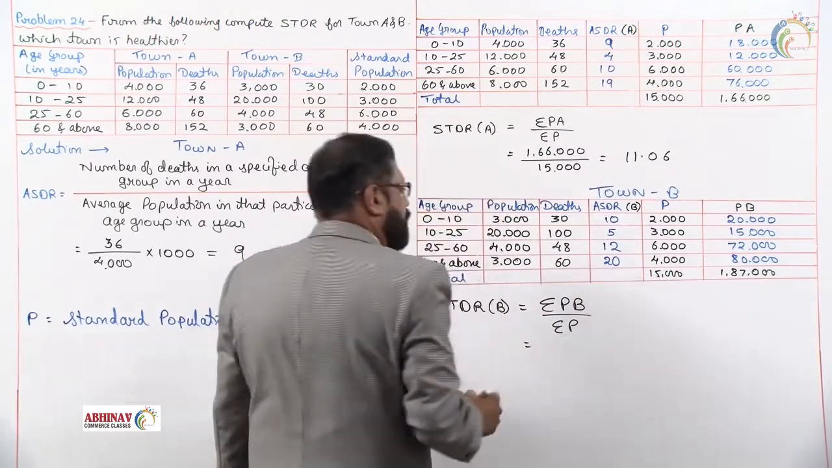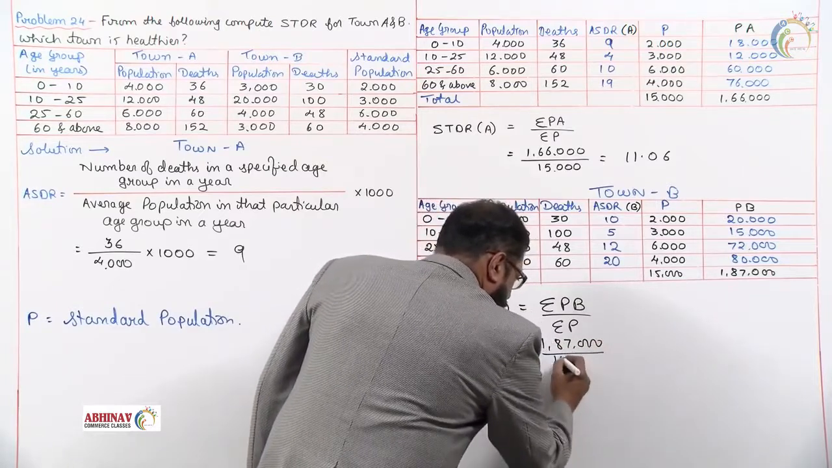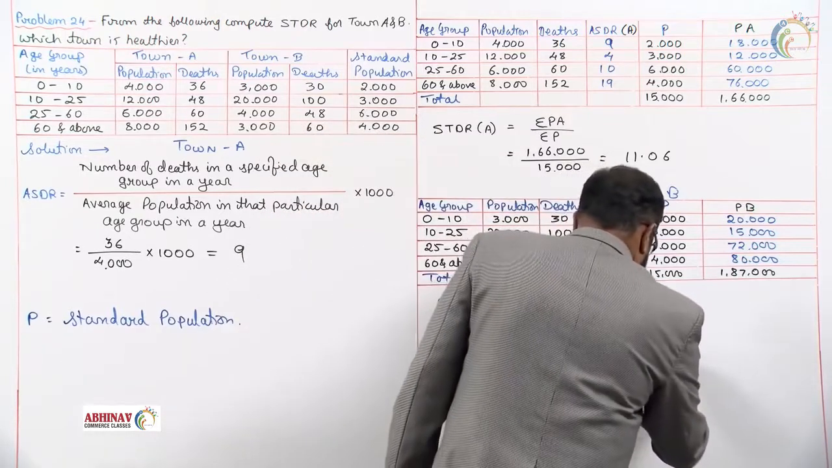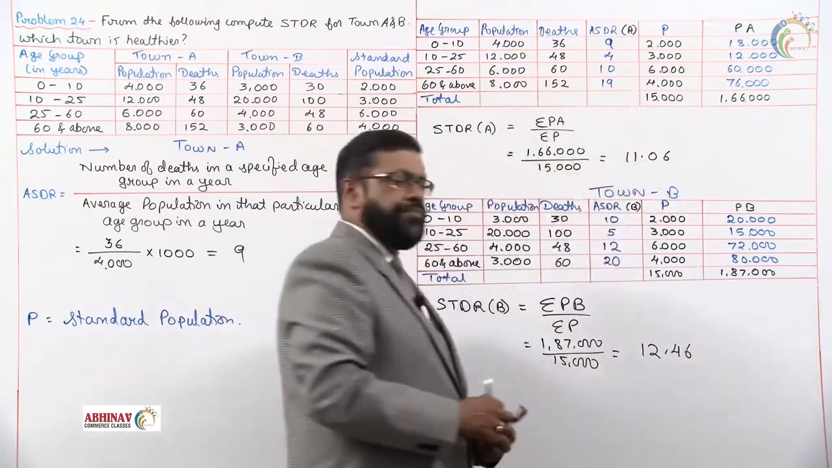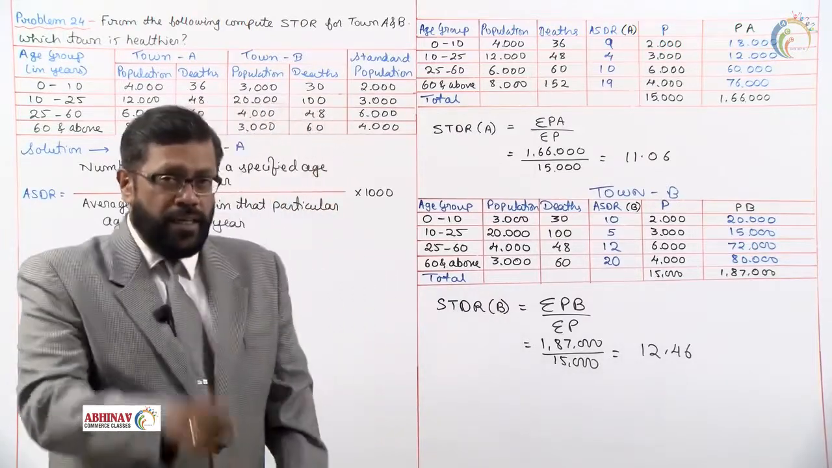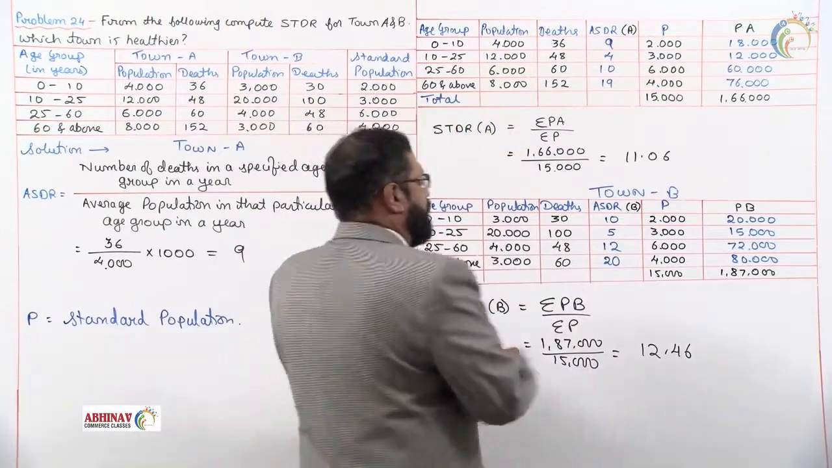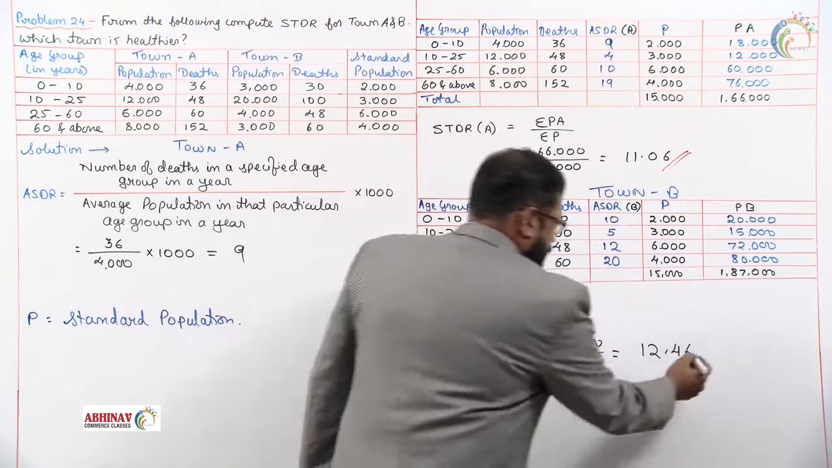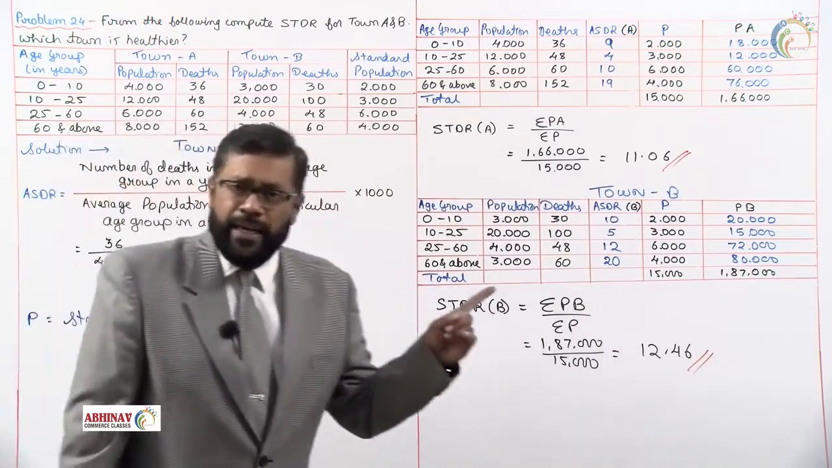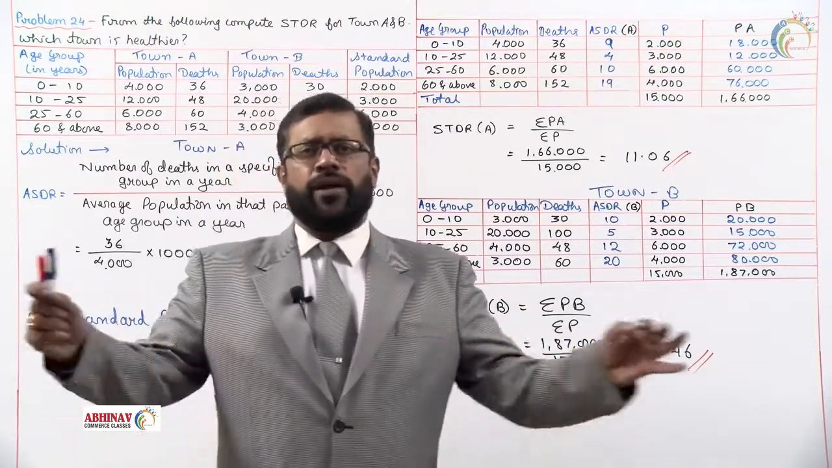STDR of town B is 1,87,000 divided by the standard population of 15,000. When you divide, the answer we get is 12.46. Now let's see which town is healthier. That town is healthier whose STDR is less. Whose STDR is less? This is the STDR of town A and town B. If you observe, the STDR of town A is less than the STDR of town B, so we say that town A is healthier.